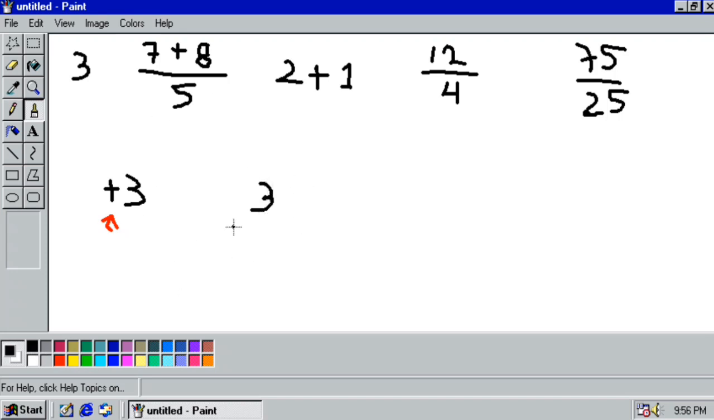Both of these are positive 3, but the number 0 is neither positive nor negative and can be designated with a single symbol, which is just 0. You cannot add a positive sign or a negative sign on it.